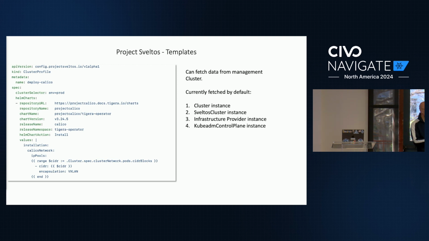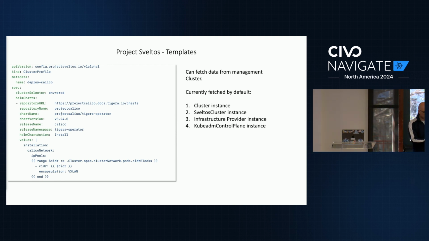In this example, when Sveltos detects that there is a production cluster and it's about to deploy Calico, it takes the cluster instance that represents that cluster, which is a Cluster API instance in this case. That cluster instance contains the CIDR blocks information. It's in the spec cluster network pod CIDR blocks. Sorry, my slide is very small, you can hardly read it. It takes this information, instantiates the template and deploys.